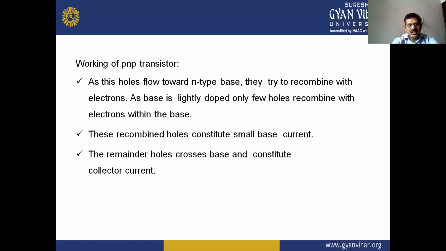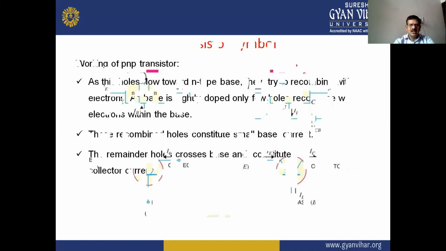The remainder of the holes cross the base and move into the collector region, and these holes recombine with the electrons in the collector region and constitute the collector current. This is large as compared to the base current.